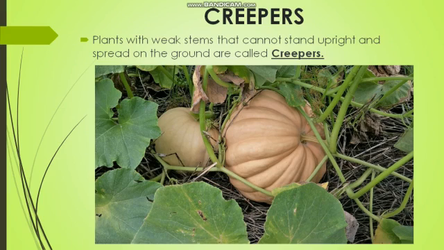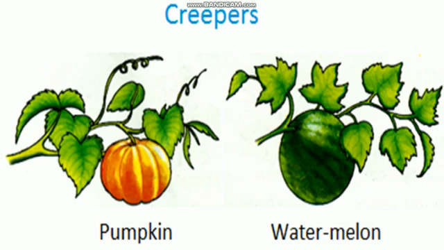Then next category comes as the creepers. The plants which have weak stem and do not take the support of any materials around it. They tend to spread on the ground and they are known as creepers. So the plants with weak stems that cannot stand upright and spread on the ground are called creepers. The most common example for creepers are the pumpkin and watermelon.